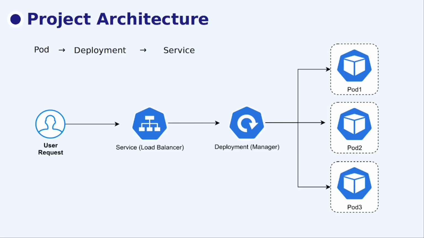At the top layer, we have the service. The service provides network access to the pods. When a user sends a request, the service forwards that request to one of the pods. This architecture allows the application to scale easily and remain highly available. Even if one pod fails, the deployment will create a new one automatically, and the service will continue routing traffic to the remaining pods.